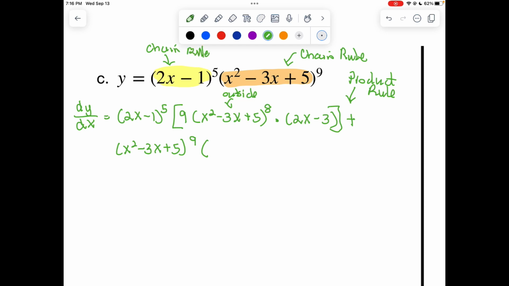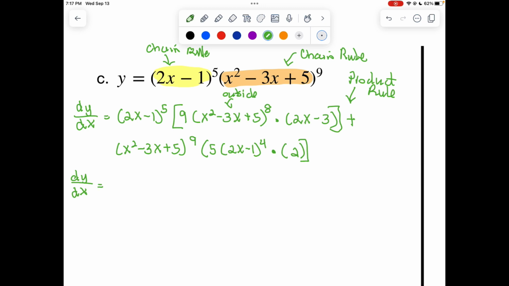So my inside function this time is 2x minus 1. So u to the 5th is my outside function, and the derivative of that is 5u to the 4th, times the derivative of my inside, which is just 2. All right, so we're going to clean this up.